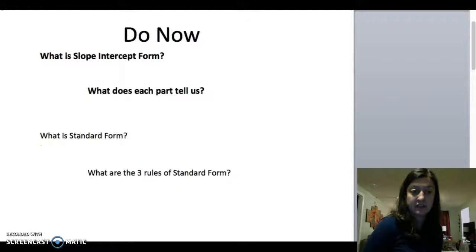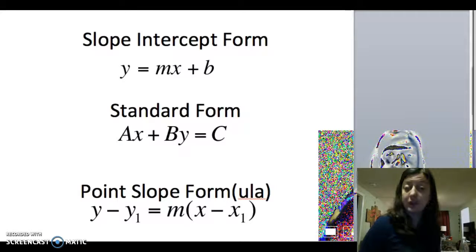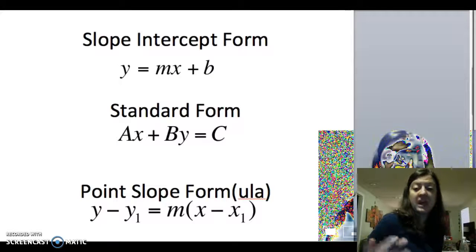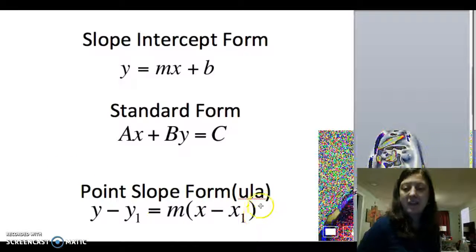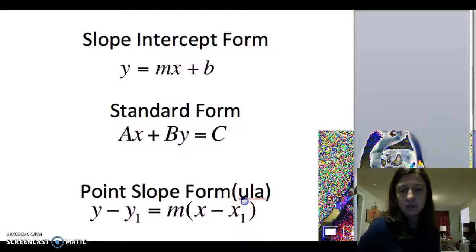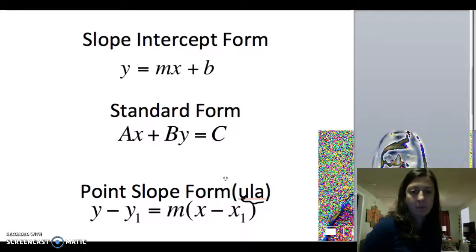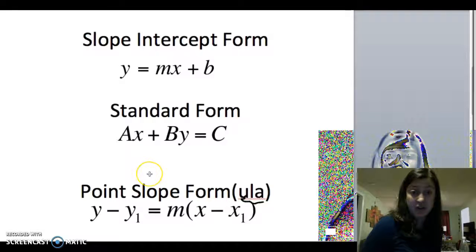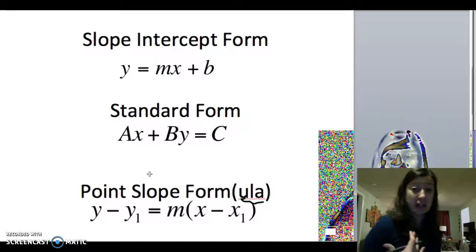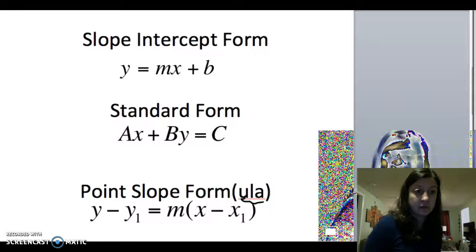Okay, next slide. So we have three forms of how a line is written: slope-intercept form, standard form, and then this form down here, point-slope form. I put this one in here because really it's like a formula. You never leave it as point-slope form. We're going to use it to write an equation for a line, but that's about it. You're not going to do anything else with it. You're never going to leave it like that. It's just an aid.